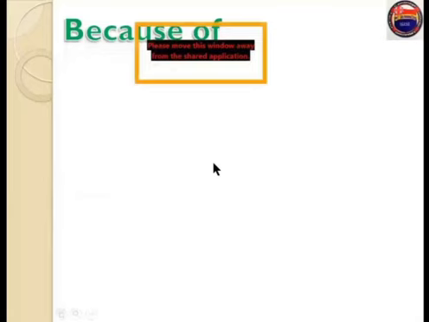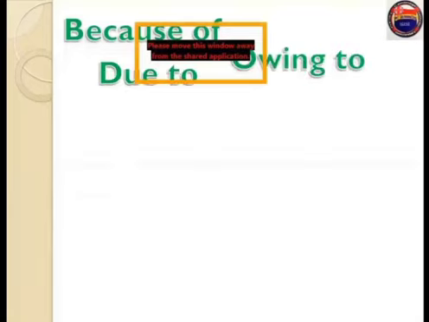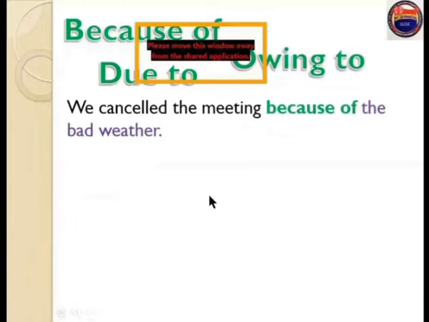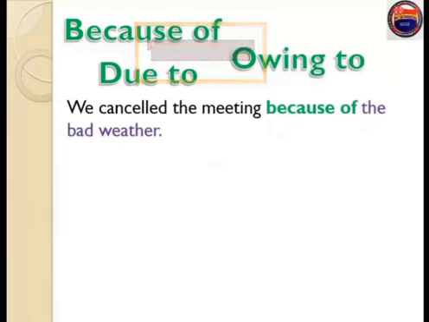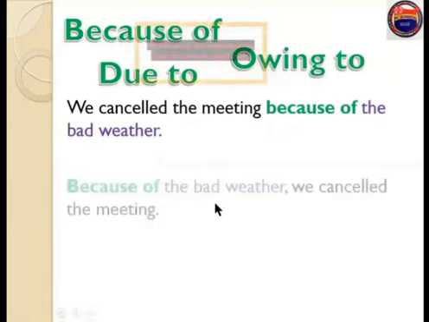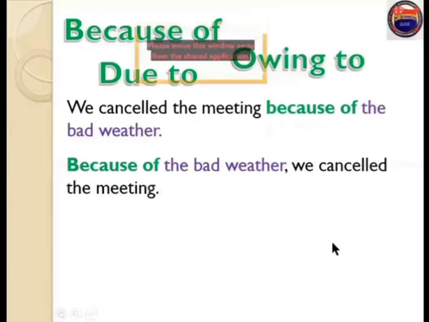Okay, let's see more examples for because of, owing to, and due to. Number one, we canceled the meeting because of the bad weather. So because of, if you notice what comes after it, it's a noun. Weather is the noun and we describe it being bad. Because of the bad weather, we canceled the meeting.